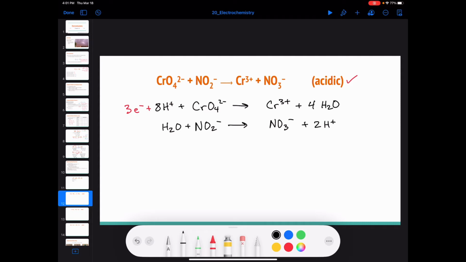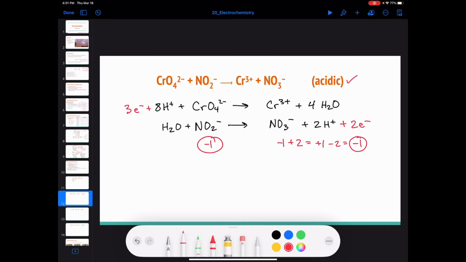Now we need to balance the charge. So it looks like we've got a negative 1 over here, and we've got a negative 1 and a positive 2 here. So that comes out being a positive 1. So that means that we're going to have to add 2 electrons to this, right? Because if we add 2 negative electrons, that'll drop it down to a negative 1 so that these two will be equal. So I need to add 2 electrons to this side.